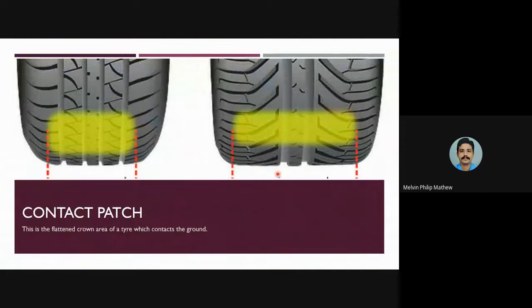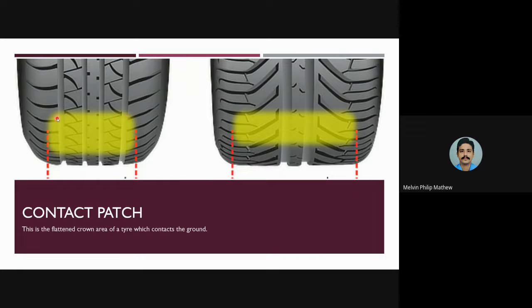Next is contact patch. From the name itself, you can know that it is the flattened crown area of a tire which contacts the ground. The area underneath the wheel that is coming into contact with the ground is known as contact patch. You can see this is a wide tire and this is a smaller tire. So you can see how the contact patch varies.